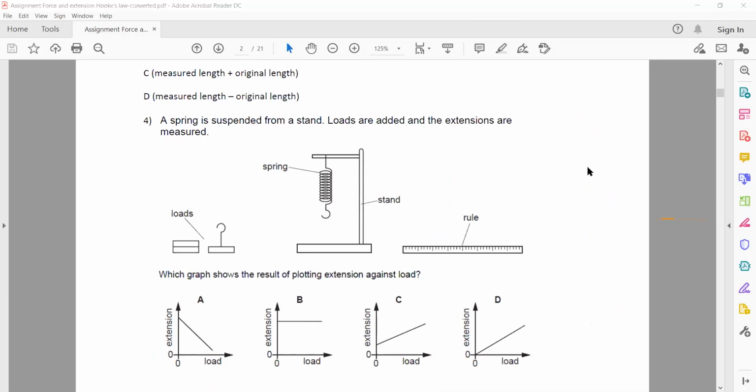The spring is suspended from a stand, the loads are added, and the extensions are measured. Which graph shows a result of plotted extension against load? What's the answer? A, B, C, or D? D is the right answer because the extension is on the y-axis and load is on the x-axis, so it starts from the origin. That's why D is the right answer.